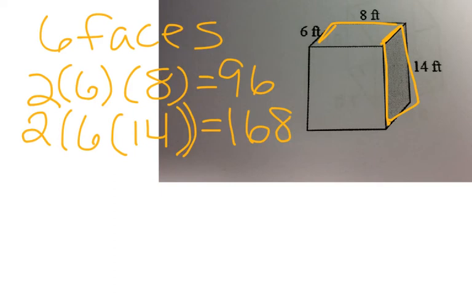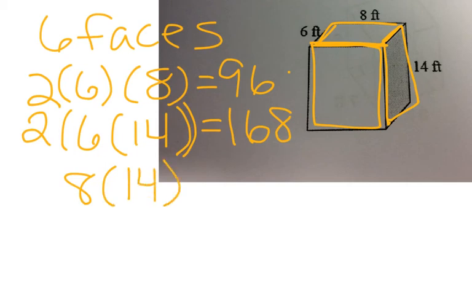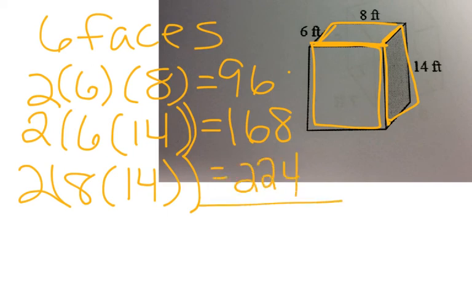So we did the top, the bottom, the right, the left, so we just have the front and the back. So this piece here is 8 by 14. And there are 2 of those. So 2 times 8 times 14 gives us 224. We're going to add all that up, and we get 488 feet squared.